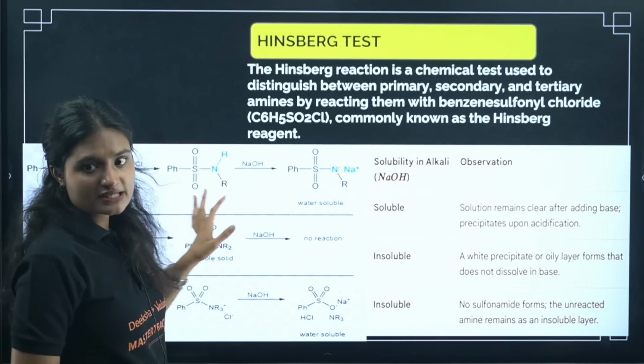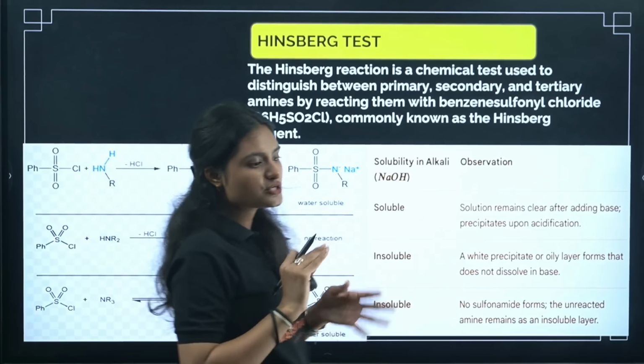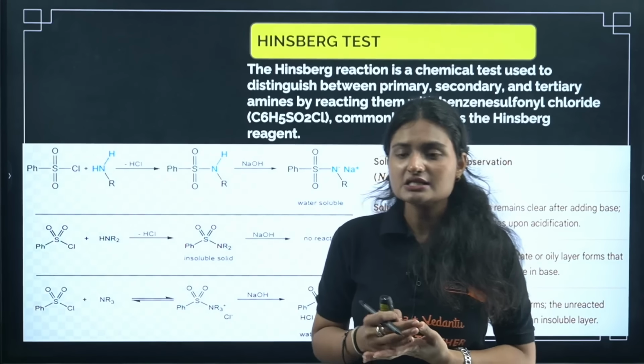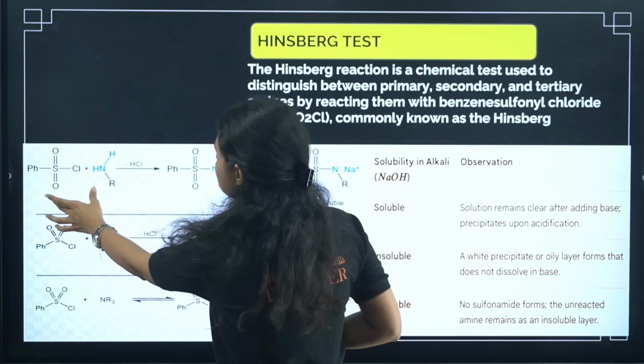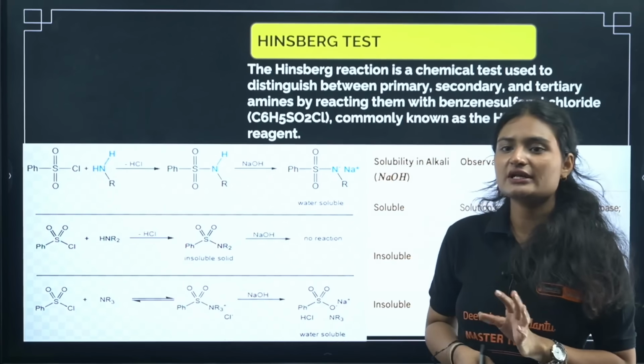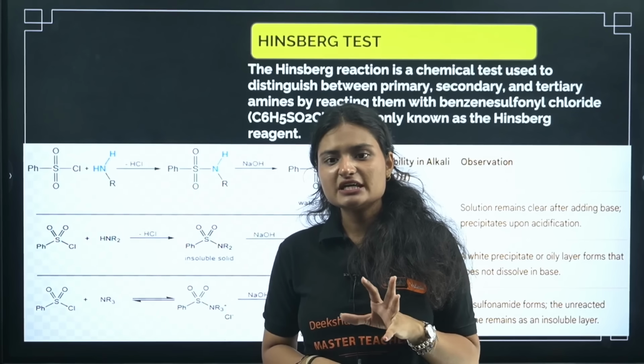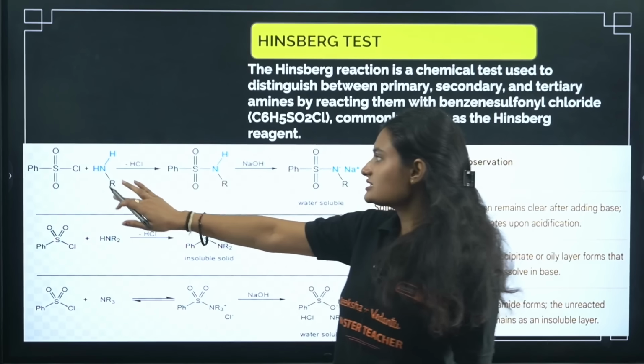Next is the Hinsberg test. Again, this test is used to distinguish between primary, secondary and tertiary amines. So, what is the Hinsberg reagent? This is the Hinsberg reagent: benzene sulfonyl chloride. Benzene sulfonyl chloride is the Hinsberg reagent.